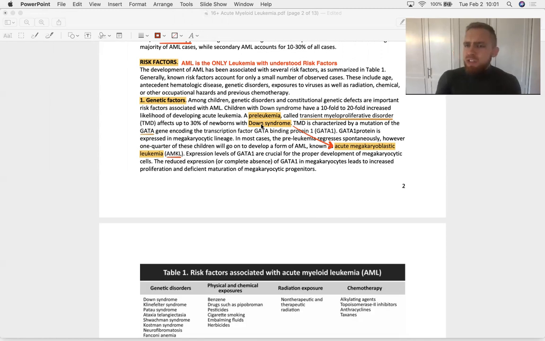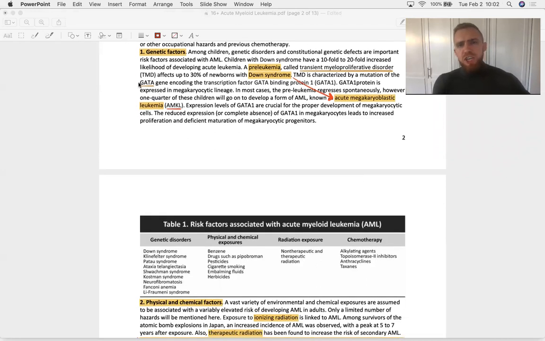So again, Down syndrome is going to predispose you to both ALL and AML, both acute leukemias. Down syndrome is associated with this transient myeloproliferative disorder, which is a pre-leukemia. So what do those 3 words mean? It means for a short period of time, you've got myeloid cells that are proliferating. They're dividing out of control. And so commonly in Down syndrome, the myeloid cells in question are megakaryoblasts, which is why there's a predilection to get megakaryoblastic leukemia when you have trisomy 21. And it has to do with this GATA gene.